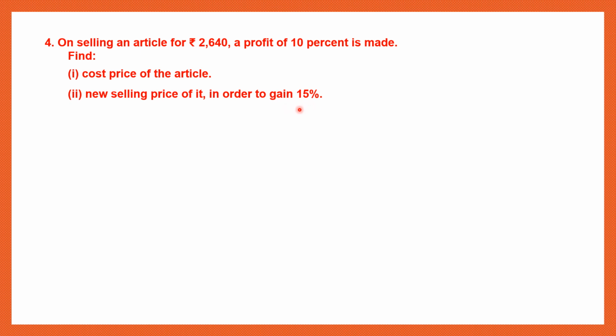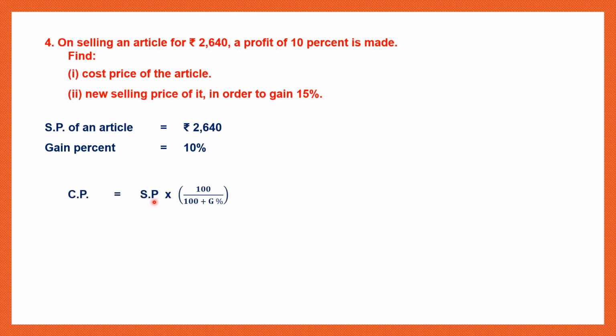So first let's begin by saying selling price of an article 2,640 rupees and the gain percent or the profit is 10%. Now we have to find the cost price. So cost price is selling price into 100 by 100 plus gain percent. So this is for the first part because the first question is find the cost price of the article. So let's write the formula here and let's substitute the values. Now selling price is 2,640 rupees into 100 divided by 100 plus the profit percent or gain percent, which is 10.